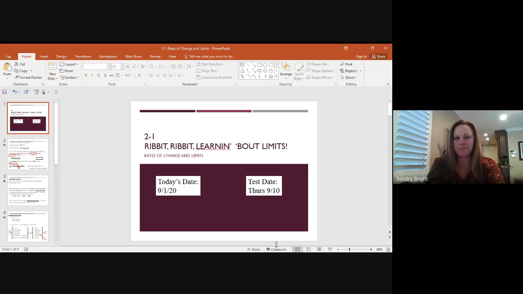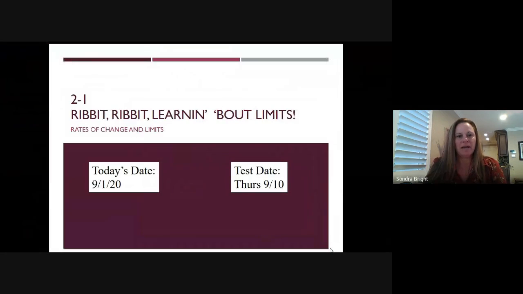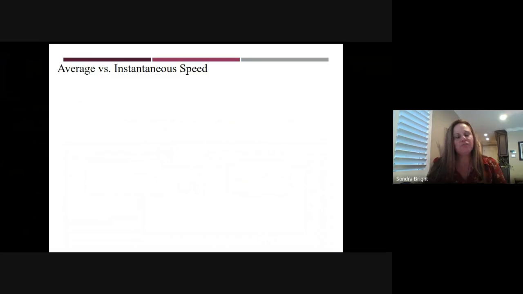All righty. This is section 2-1. It's on rates of change and limits. So let's first start talking about average versus instantaneous speed, and we'll be given some position function, f of t.